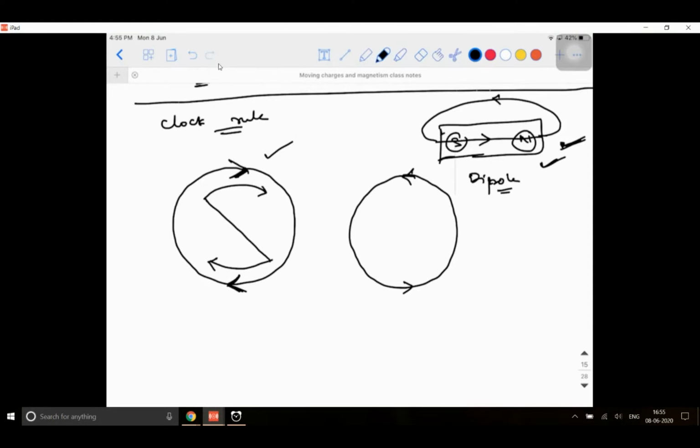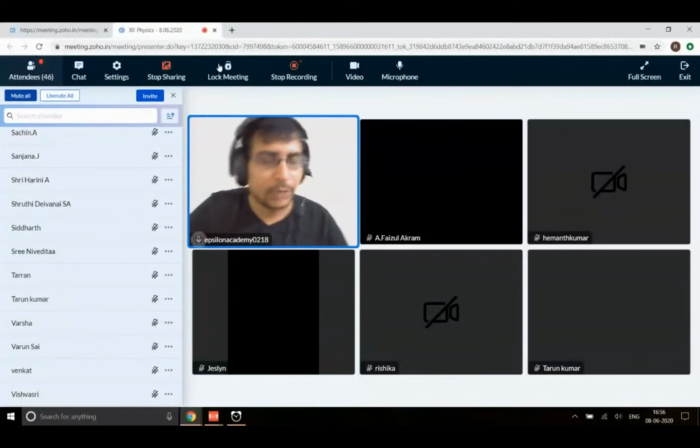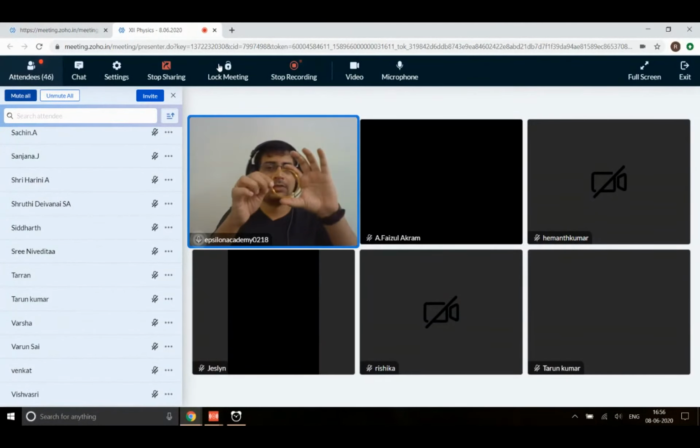Similarly, when I see the same conductor, for me it will appear as if it is generating a north pole. Observe, I'm drawing a line parallel to this, and when I join these two, it is going to be an N. So what I'm trying to say is, if I have a loop like this, with respect to you, if you see it in the clockwise direction, I will see it in the anti-clockwise direction.